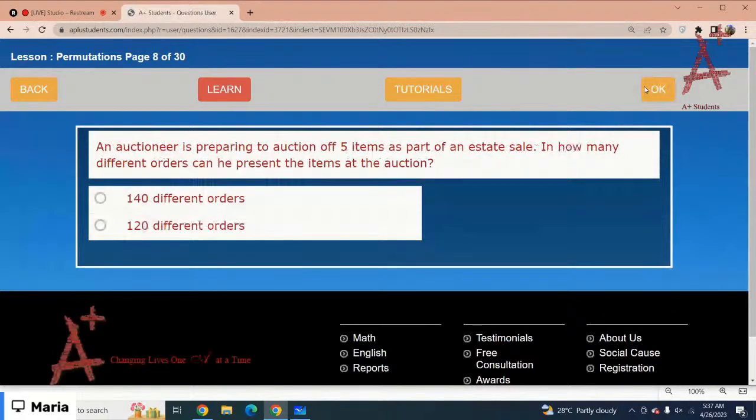An auctioneer is preparing to auction off 5 items as part of an estate sale. In how many different orders can he present the items at the auction? So you need to evaluate 5 factorial, and 5 factorial equals 120 different orders.